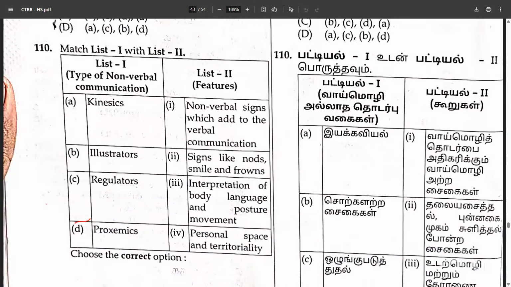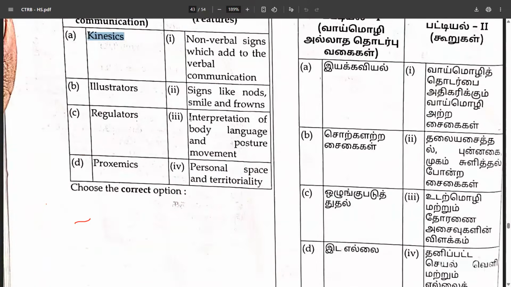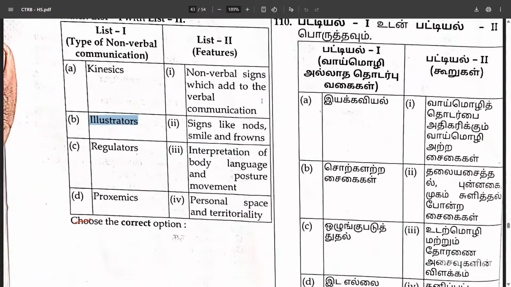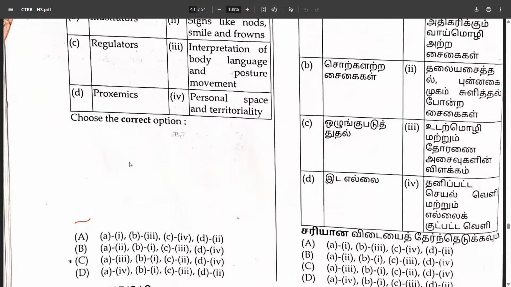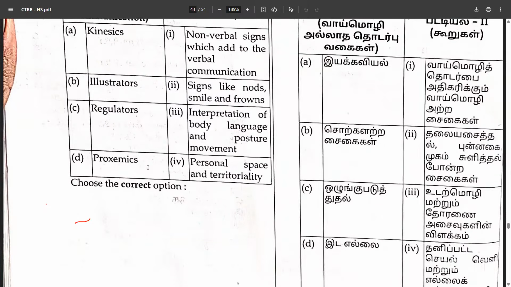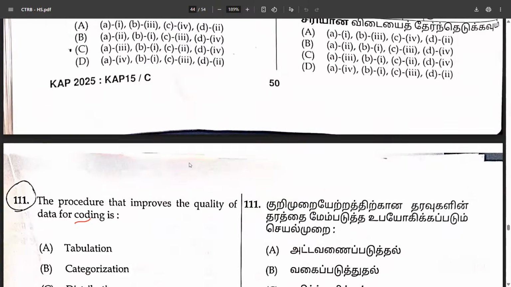101 is a type of non-verbal communication and their features. Kinesics is related to interpretation of body language and posture of movement. Illustration is related to non-verbal signs which add to verbal communication. Then we have regulation. Regulation is a sign like nods, a smile. Okay. Then proxemics is personal space and territory.